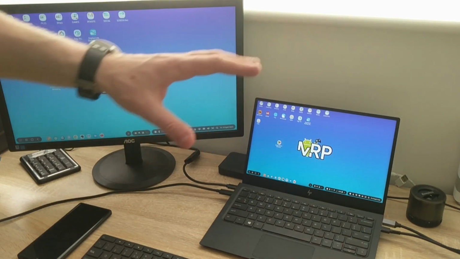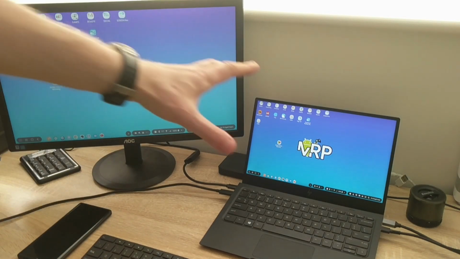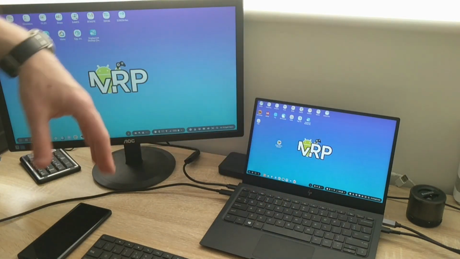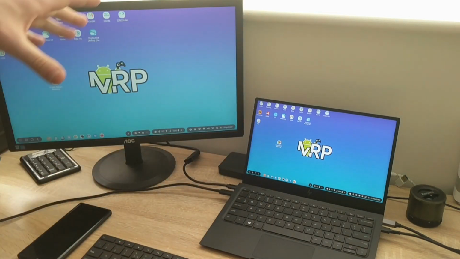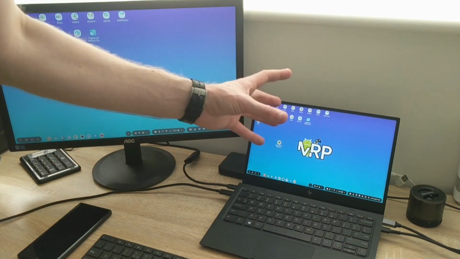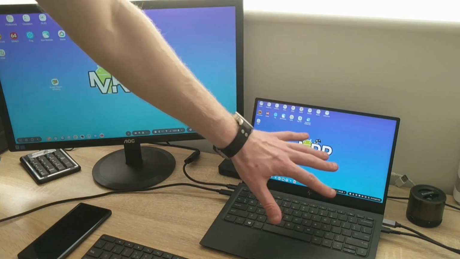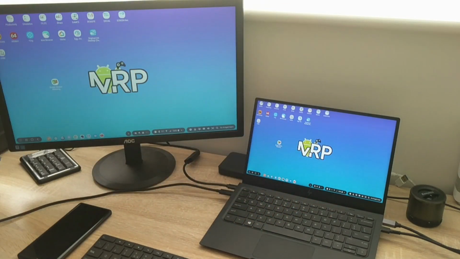Just by looking at both of these screens, obviously this Lapdock screen is much brighter than the monitor. They both are 1080p, but because the Lapdock is such a small form factor and it's 1080p, it looks sharper on the Lapdock than on the HD monitor.